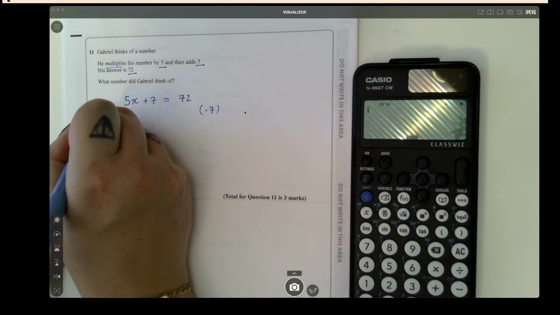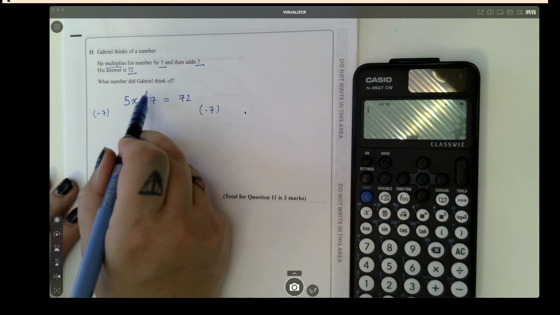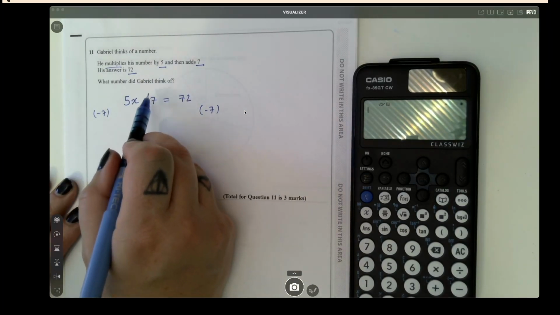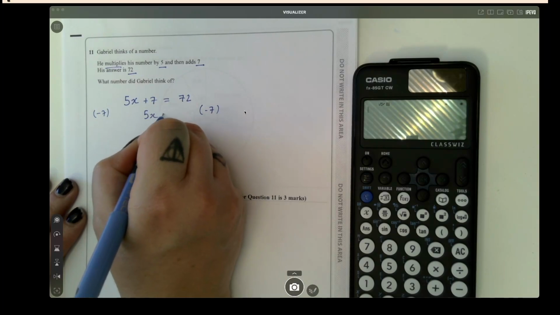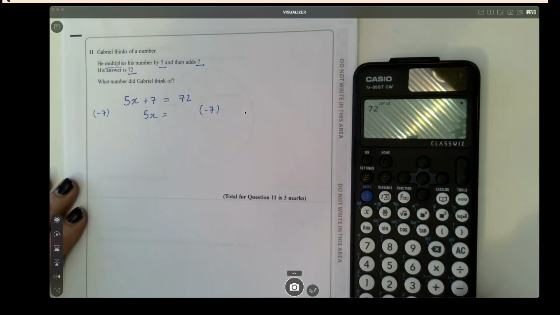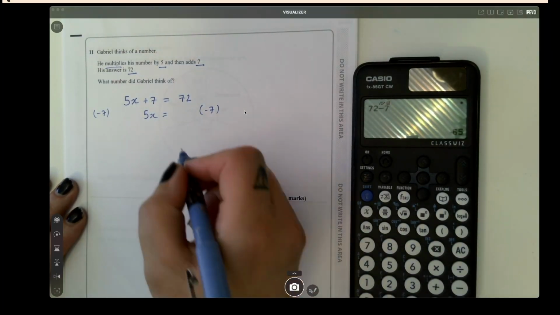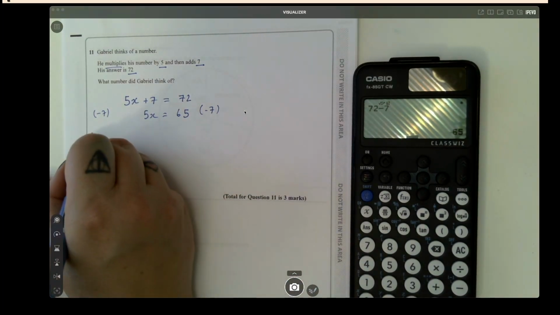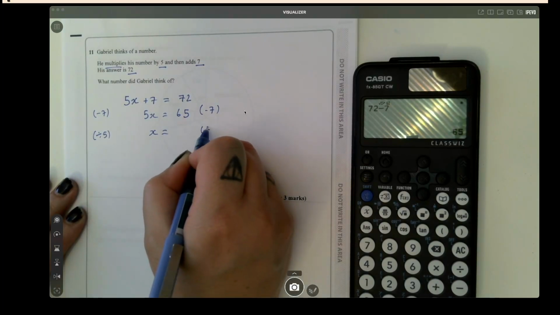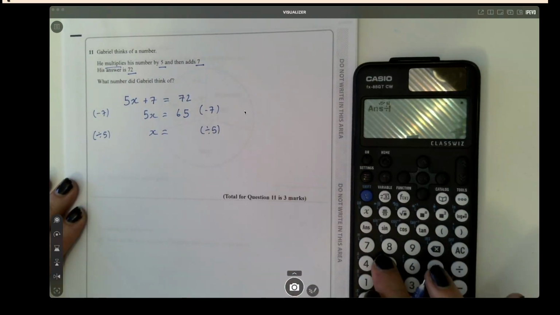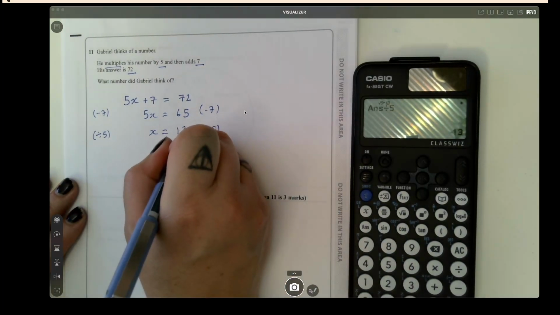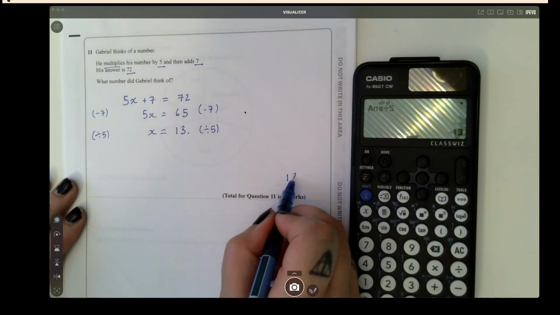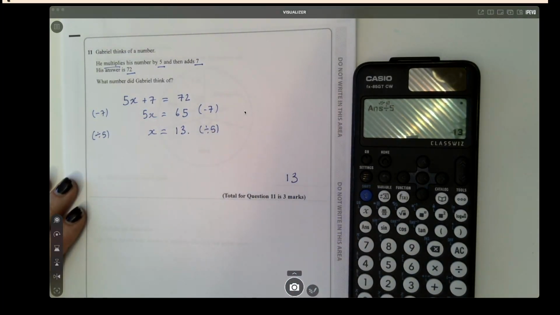So I'm going to subtract 7 from both sides, because subtract 7 is the inverse of adding 7. So 5x equals 72 subtract 7. I'm using my calculator because it's a calculator paper. And then this is 5 times x, so I'm going to divide by 5. So x is 13, so 13 is the number that Gabriel thought of.